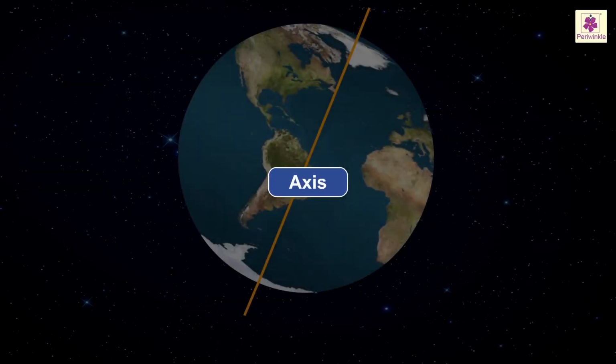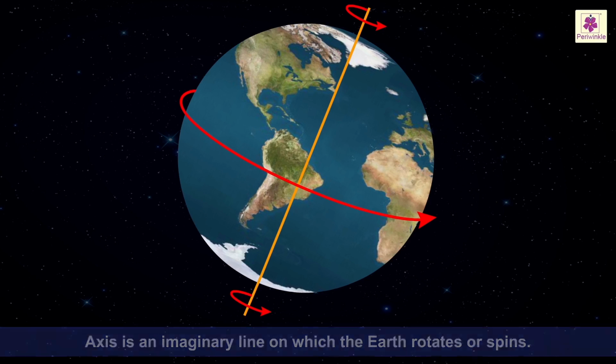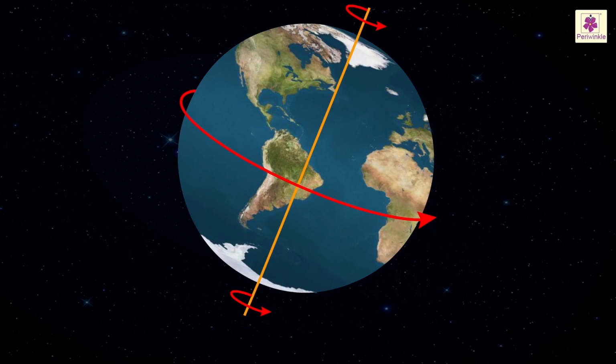Axis. It is an imaginary line on which the Earth rotates or spins. It meets the Earth's surface at the North Pole and South Pole.